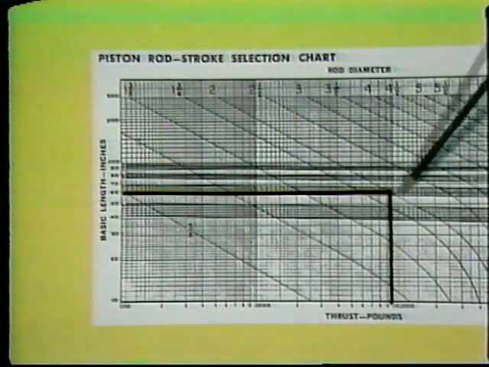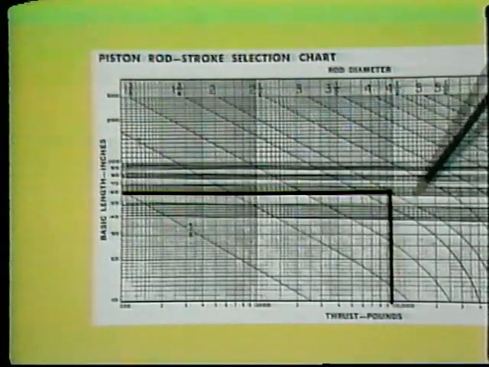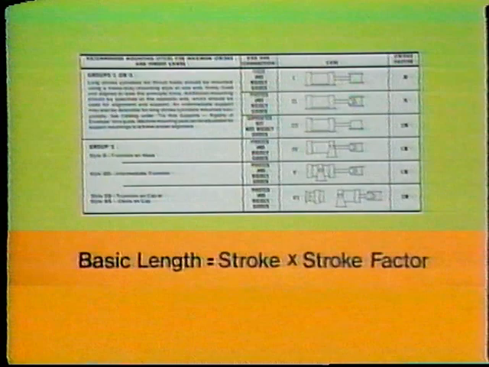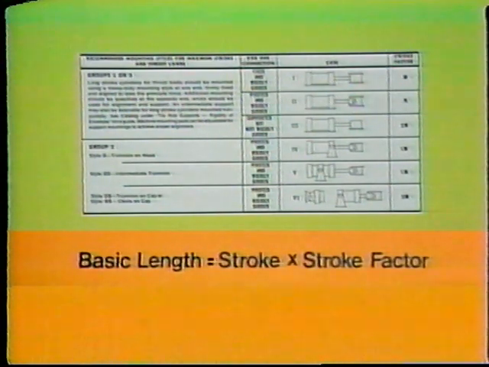Now, notice that they intersect in this dark band here, which is the band for 3-inch stop tubes. So to find stop tube length, we use mounting style of the cylinder and load to determine stroke factor. We calculate the basic length, and then we go to the selection chart to pick out the right stop tube length for the amount of thrust involved.